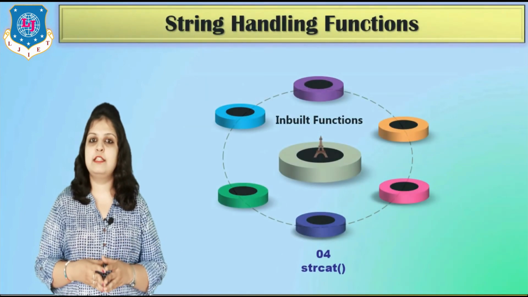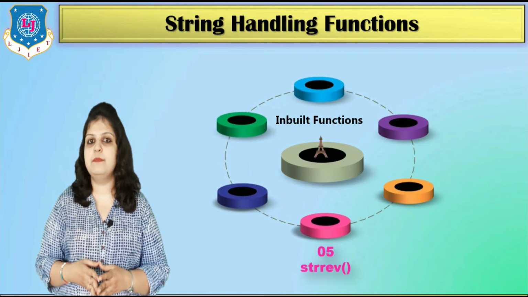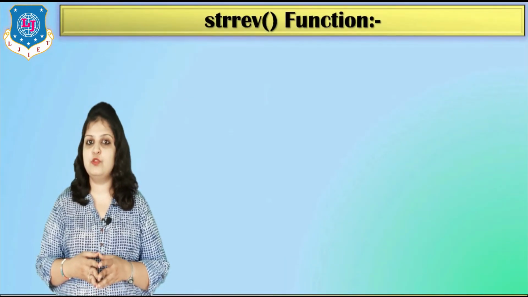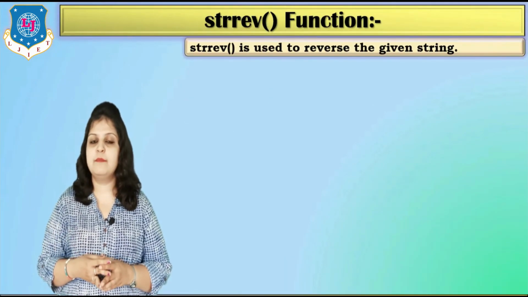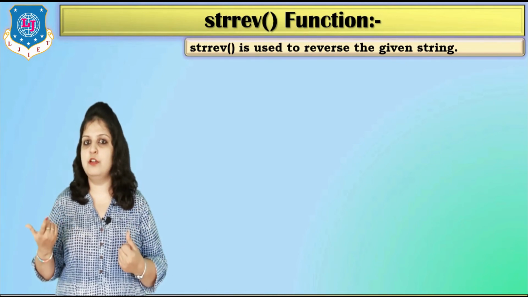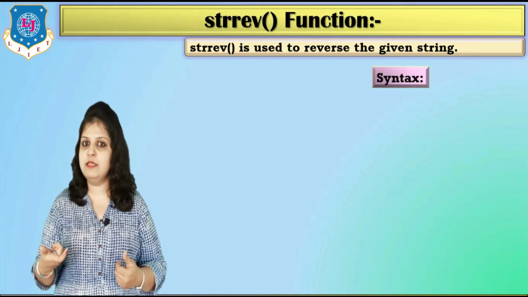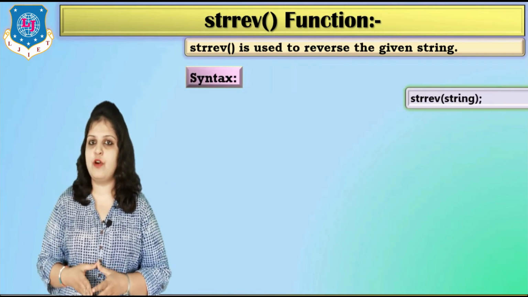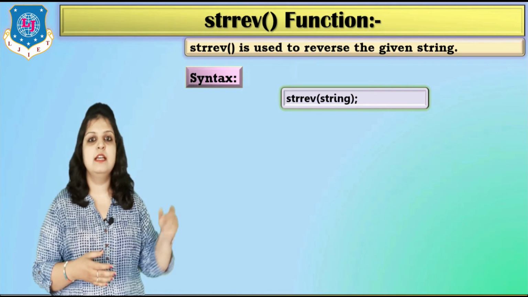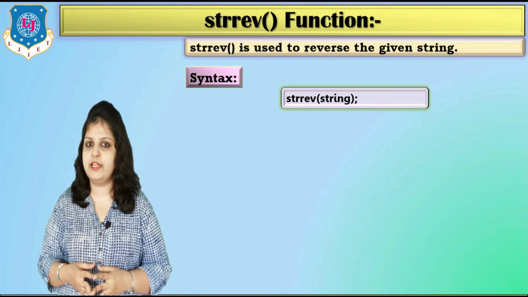And the next function is the strrev function. So what do you mean by strrev? It is used to reverse the string, meaning our input string is like abc and you want to reverse that string, that is cba. It is possible with this inbuilt function, and the syntax is to write strrev and in brackets write your string name.